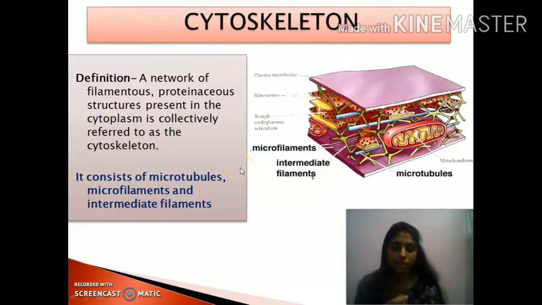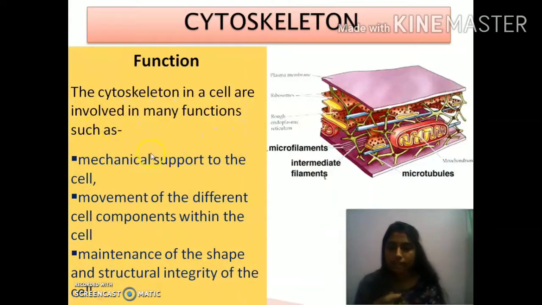Clear? Let's now have an idea about what the important functions are. The cytoskeleton in a cell is involved in many essential functions. One of the most important ones is that it provides mechanical support to the cell. That is, if the cytoskeleton was not there, then the cell could easily have broken down or collapsed. That means it provides mechanical support to the cell.